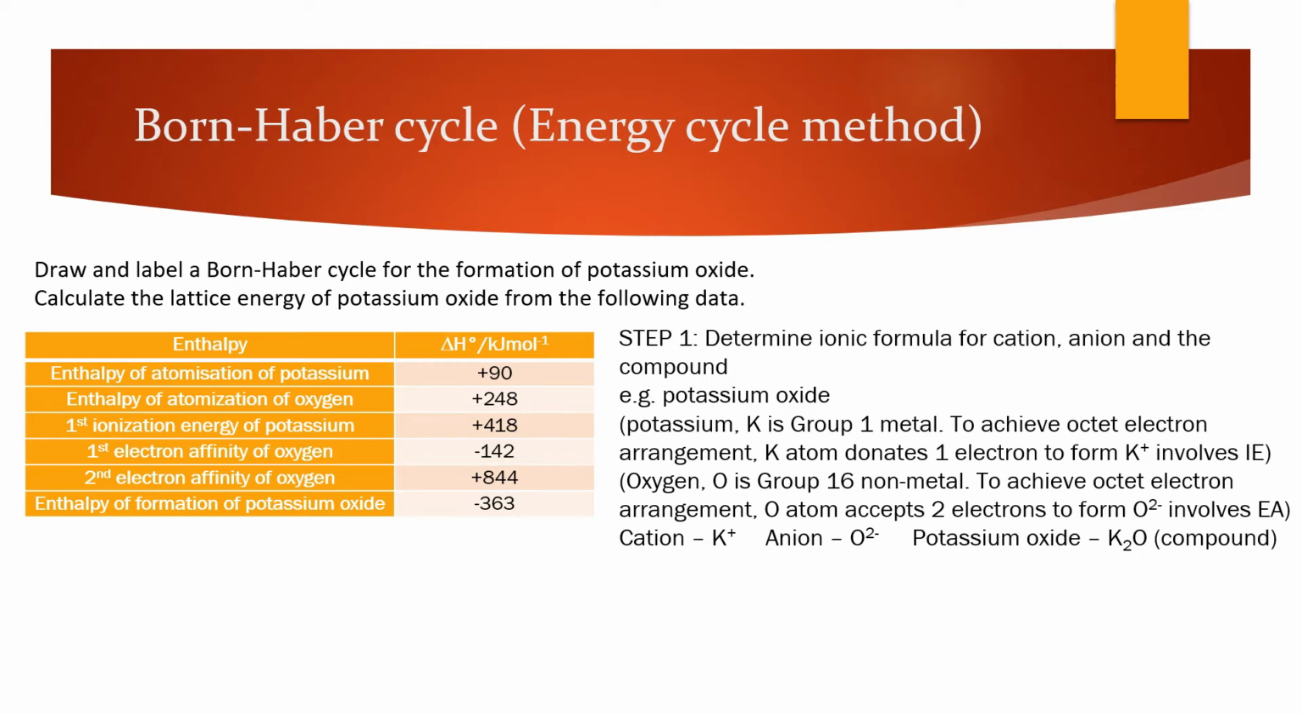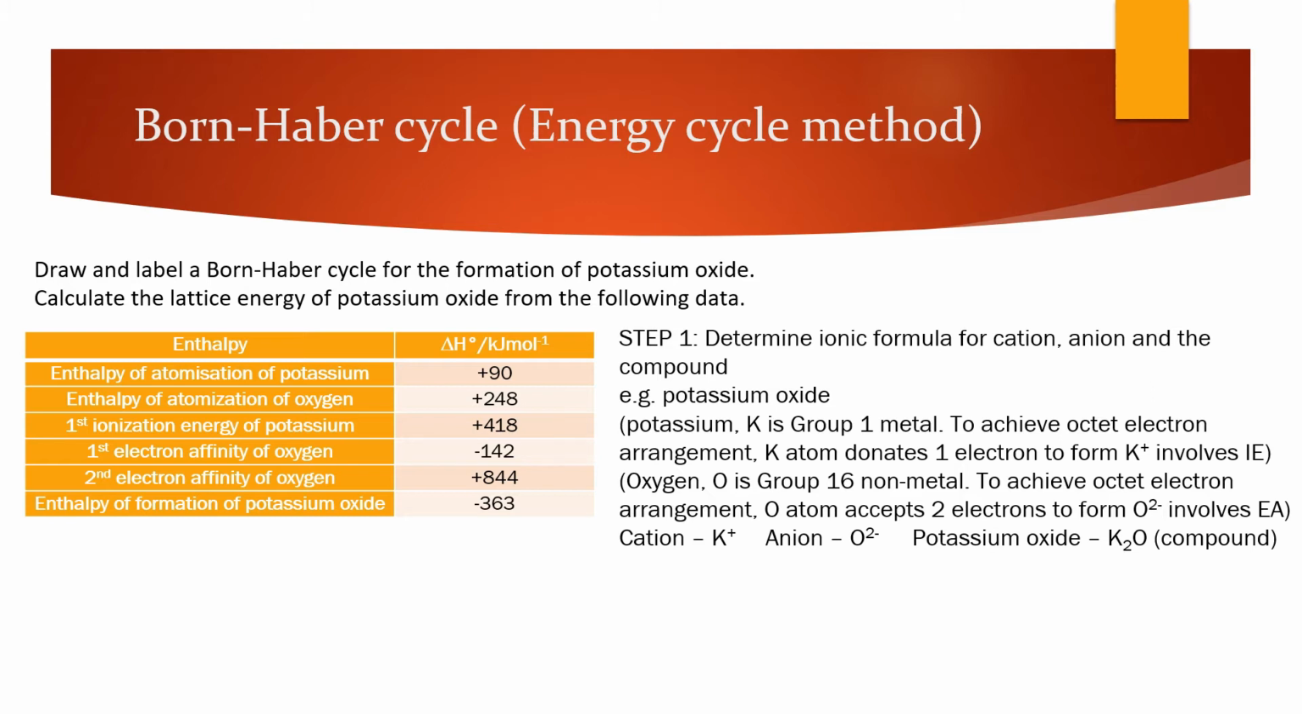How about oxygen? Oxygen is a group 16 non-metal element. To achieve an octet electron arrangement, the oxygen atom needs to accept 2 electrons to form the oxide ion. This means that later on it is going to involve the first electron affinity and also the second electron affinity for oxygen to form the O2- ion.